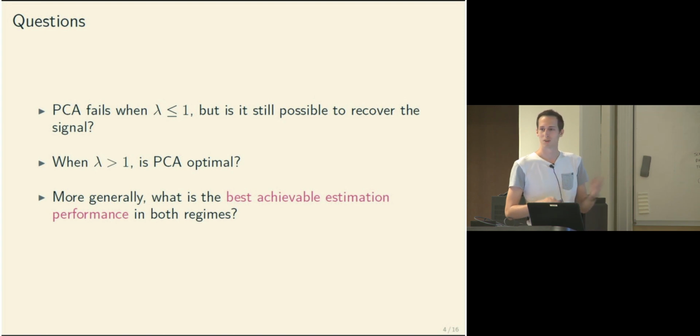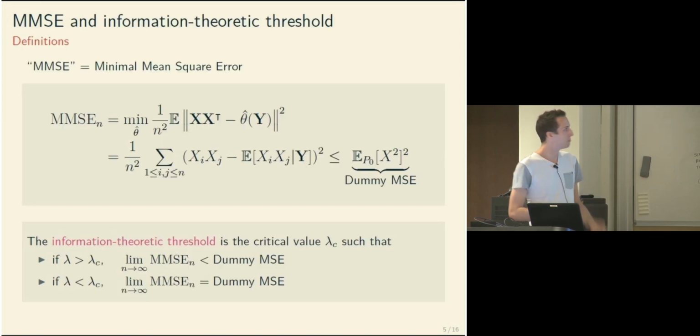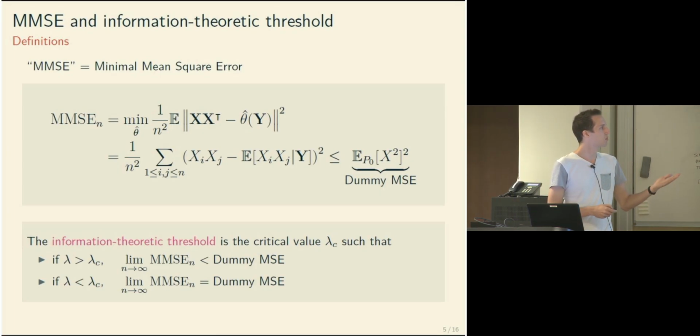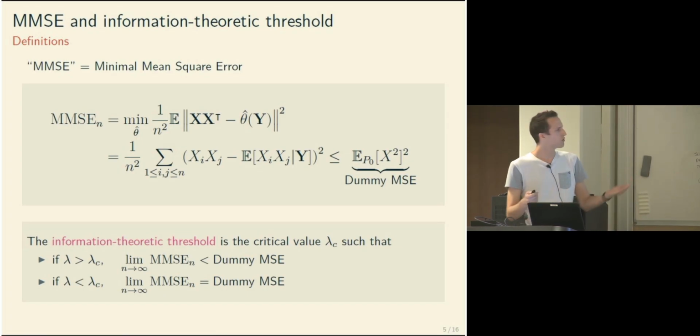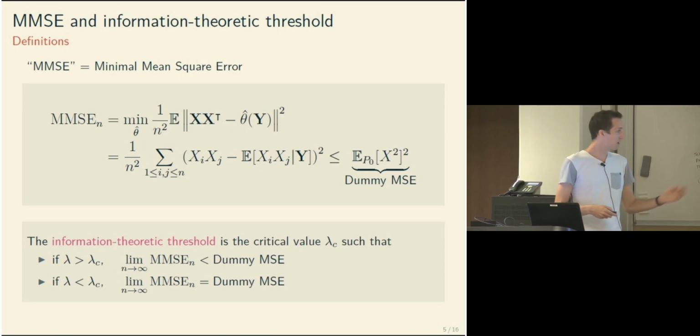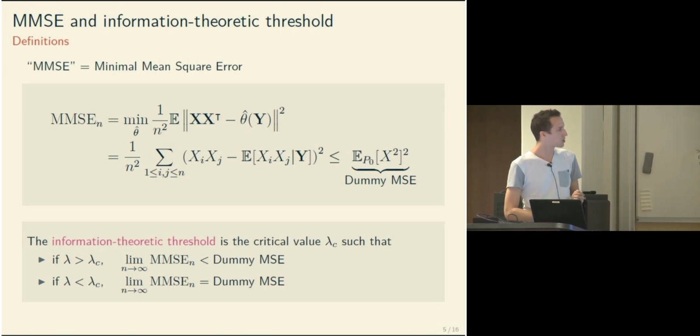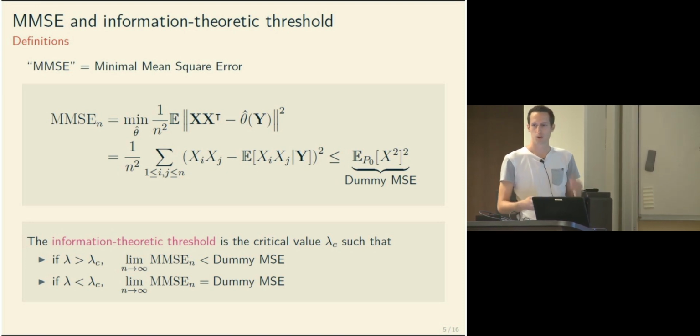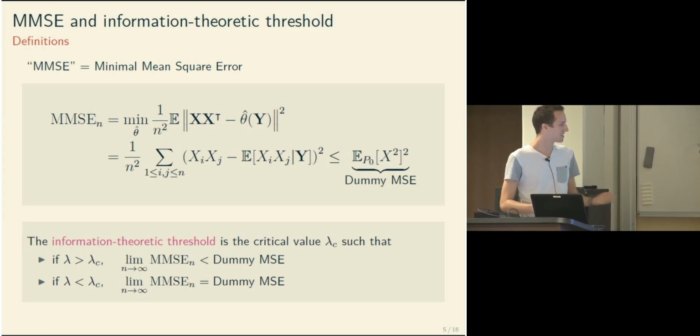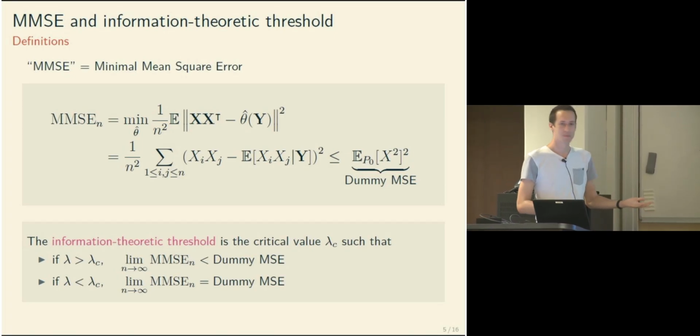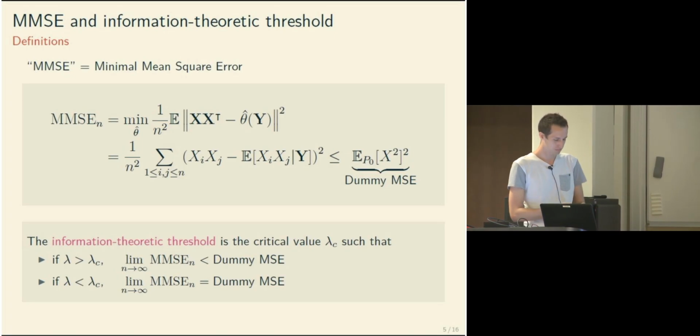And what do I mean by best achievable estimation? I mean MMSE, so minimal mean square error, which is just the minimal over all possible estimators of the mean square error. And by considering a trivial estimator, you can see that it's upper bounded by this dummy MMSE of the dummy estimator. And so another quantity that will be of interest will be the information theoretic threshold. That is the critical value of the signal, lambda, above which you can do in the limit strictly better than a stupid estimator, and below which you cannot do strictly better. So you have only trivial performance. So these two quantities are our quantities of interest.